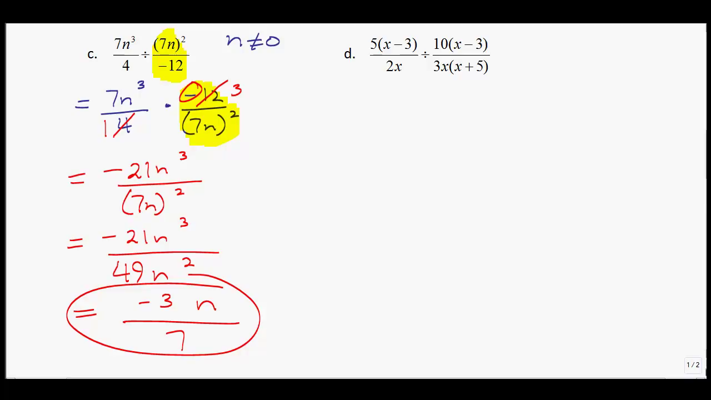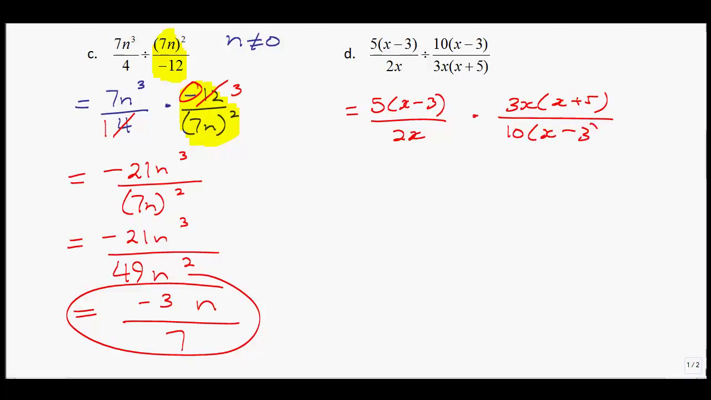Okay, let's check this next one. So with this next one right here, what I would do first is I always like to get your KISS and flip on, invert and multiply, some people call it. So we do this. We are now multiplying by 3x over x plus 5 and 10 over x minus 3.